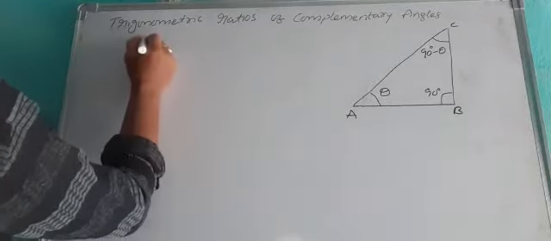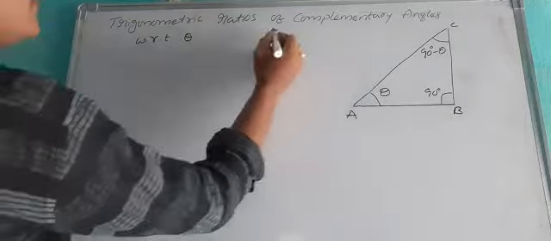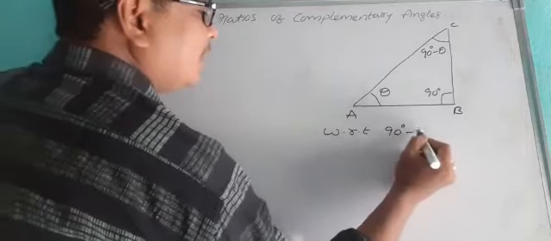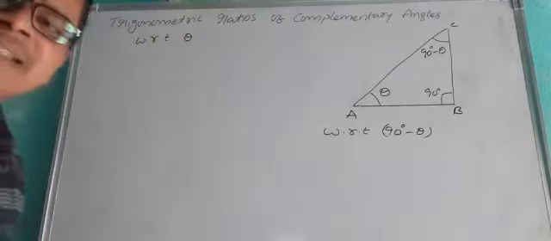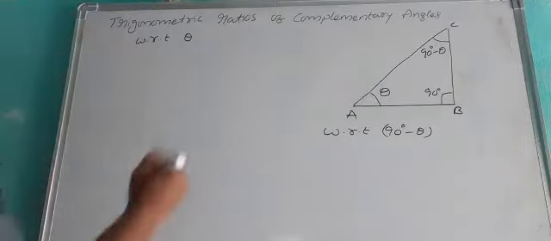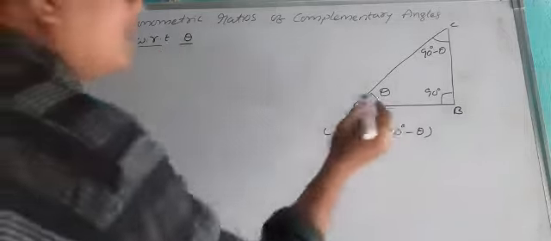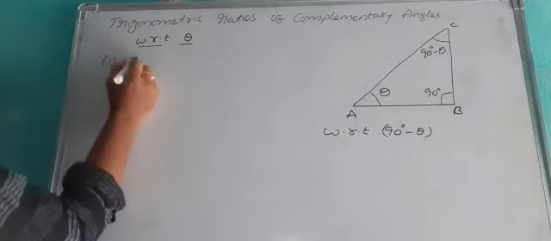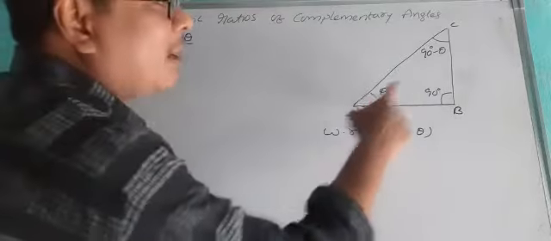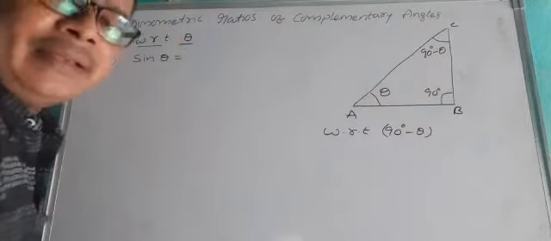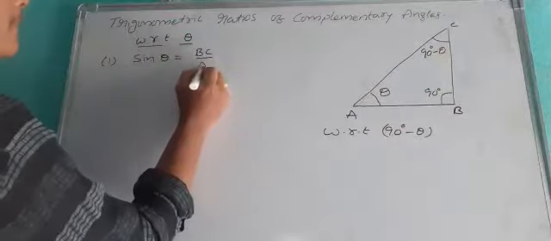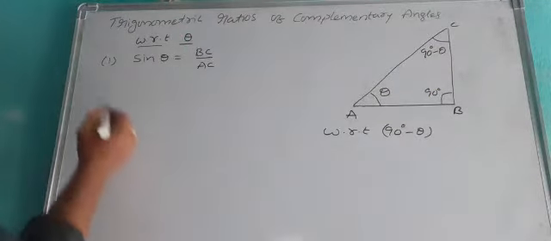With respect to angle A, that means with respect to theta, and then with respect to 90 minus theta, we have to find the trigonometric ratios. Okay, with respect to theta, first one, sine theta. Sine theta means opposite side by hypotenuse. Here, opposite side is BC, hypotenuse is AC.